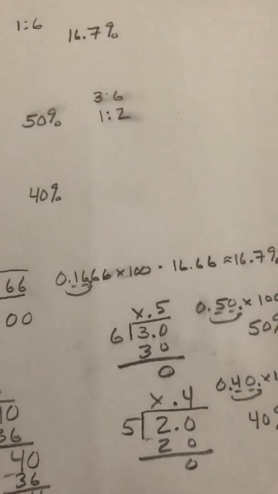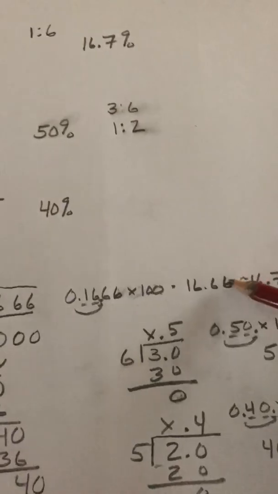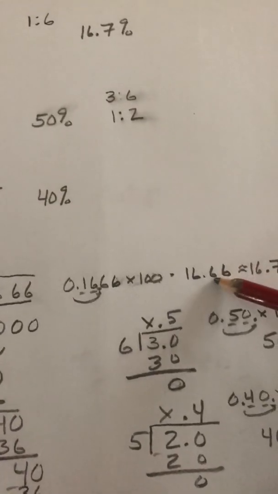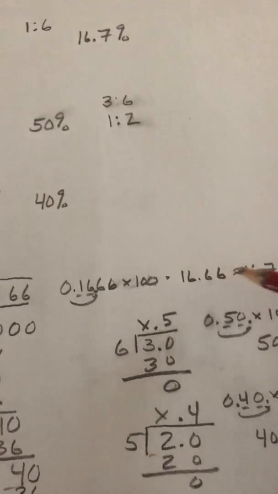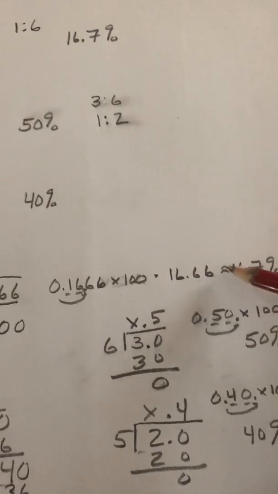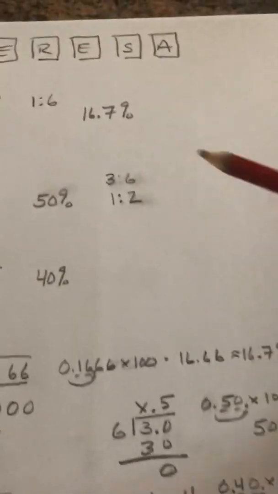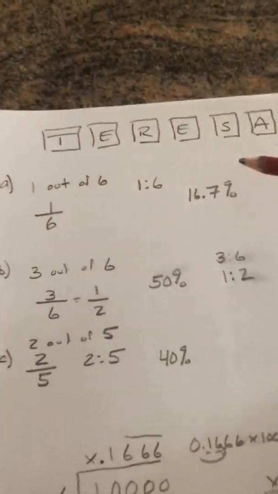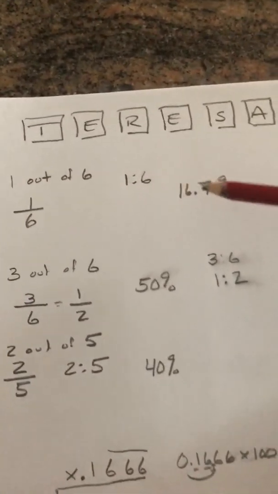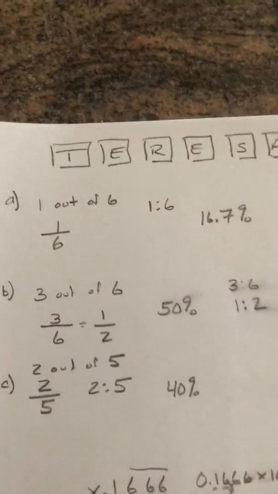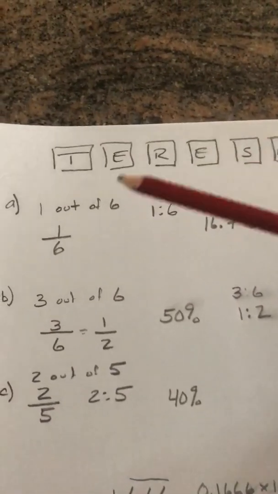Now, since I'm estimating here and rounding, this 6 is going to become a 7. So it's actually going to round to 16.7%. So that's how we get the percent for part A. So again, there are different ways. We came up with 4 different ways in which I can write that ratio. Now that's the harder of them.